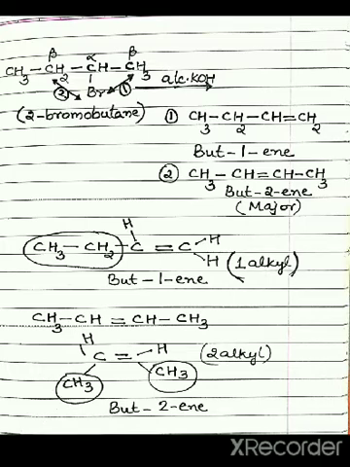Now consider but-2-ene. How many alkyl groups are present in but-2-ene? Two alkyl groups are present. Which are the two alkyl groups present in but-2-ene? Methyl groups. So but-2-ene has more number of alkyl groups present. So we can say that but-2-ene is the major product.